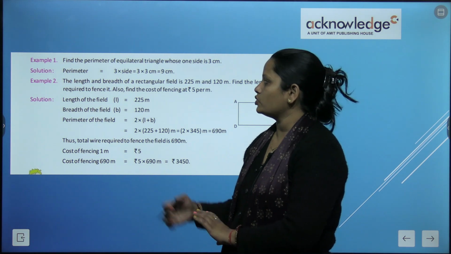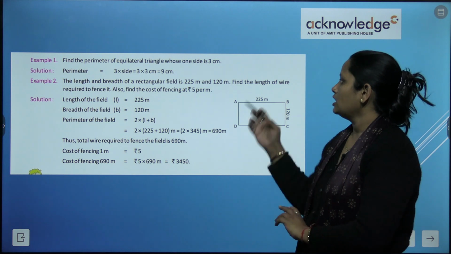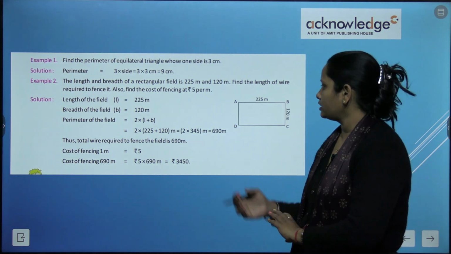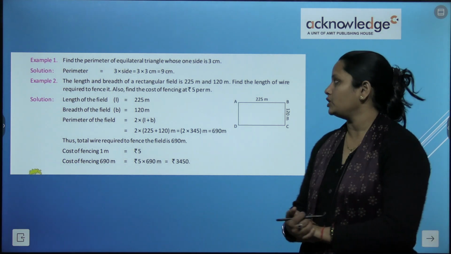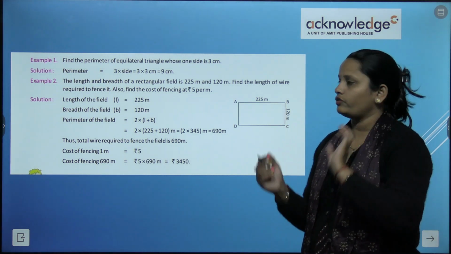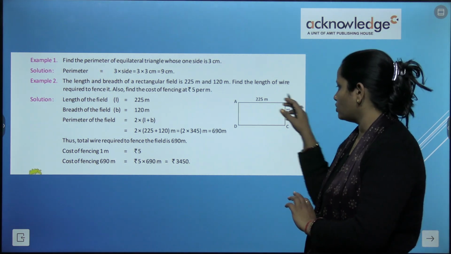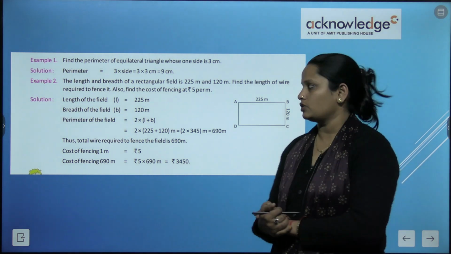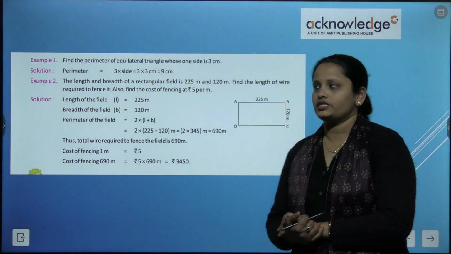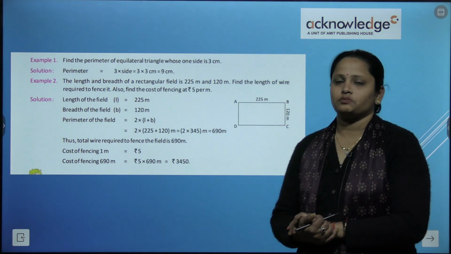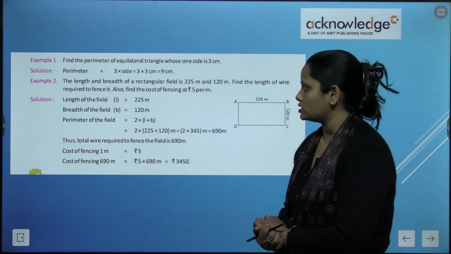Now example number 2: the length and breadth of a rectangular field is 225 meter and 120 meter. एक rectangular field है जिसकी लंबाई है 225 मीटर और breadth है 120 मीटर. Find the length of wire required to fence. तो हमें किस length को बताना है wire की, इससे हमें इसको चारों तरफ से fence करना. तो कितना wire चाहिए हमें. Also find the cost of fencing at 5 rupees per meter. 5 रुपए का 1 मीटर है, तो कितने मीटर हमें wire की जरूरत है और कितना cost आएगा.